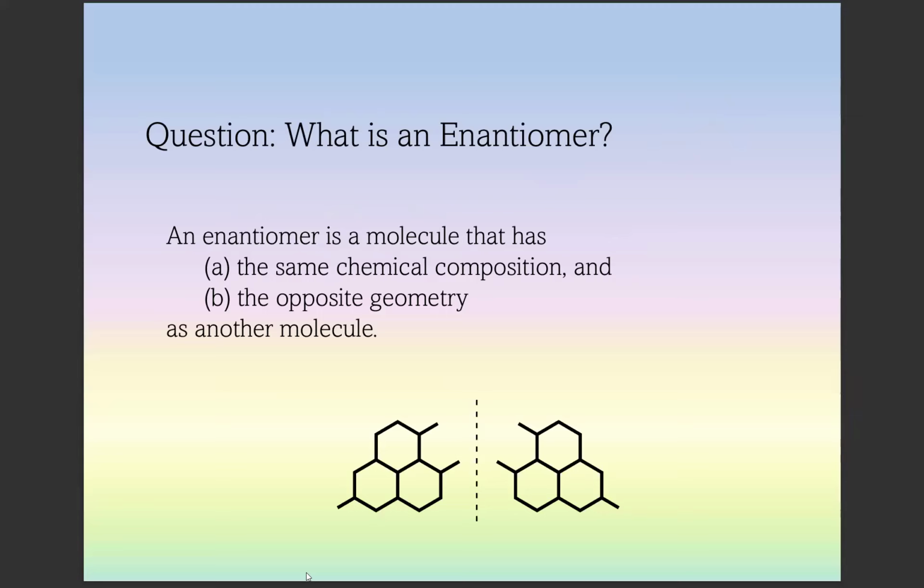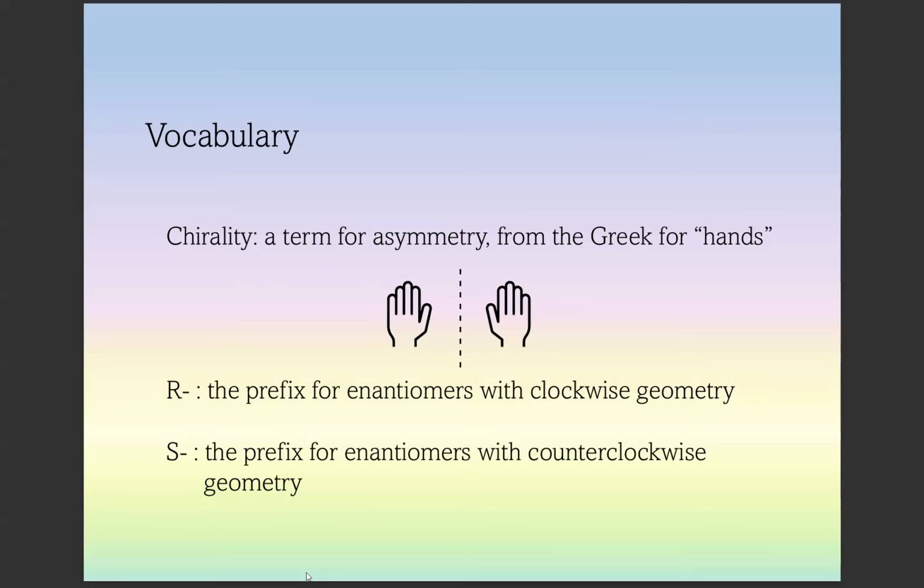What is an enantiomer? An enantiomer is a molecule in a pair of molecules that have the same chemical components but opposite geometry. These two molecules exhibit mirrored symmetry. First, we'll discuss some vocabulary.